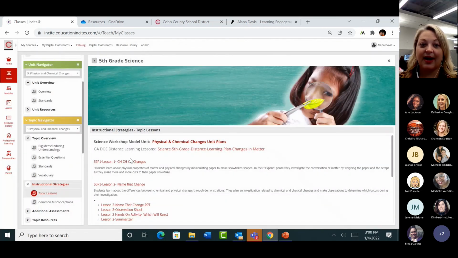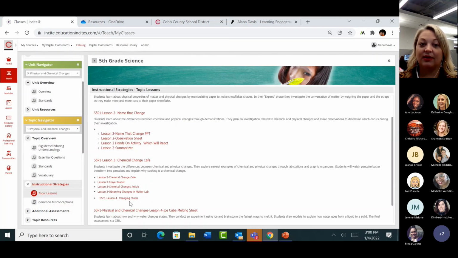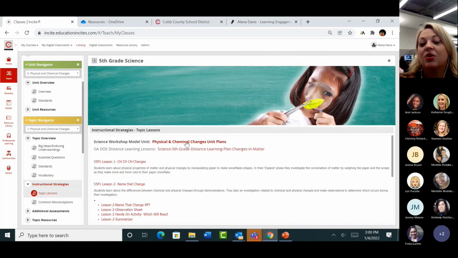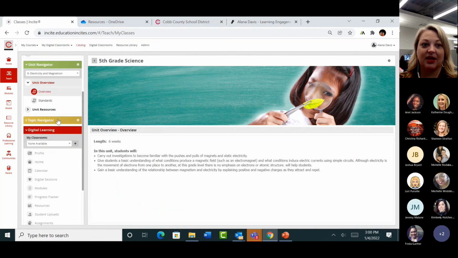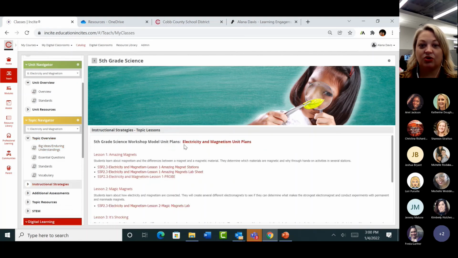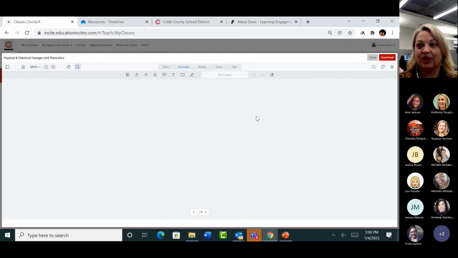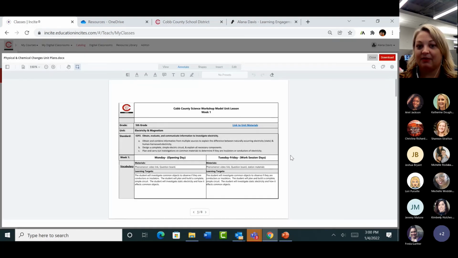And we also have the lessons that we've used in the past too. So nothing is taken away. We just added science workshop model unit plans. Okay, and for electricity and magnetism, same thing. Gonna go to instructional strategies, and it's right there ready for you to download. Same thing. Okay.